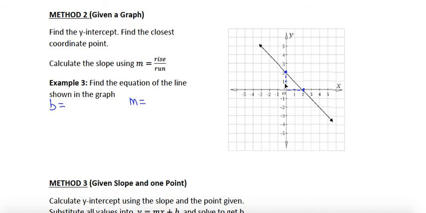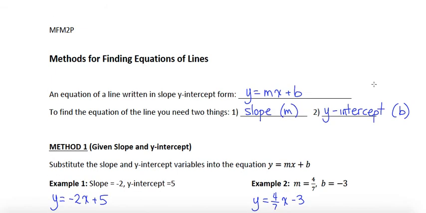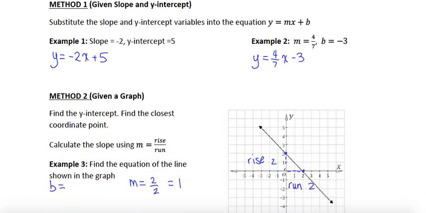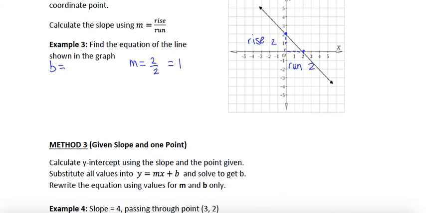Okay, so my rise is the vertical distance between those two points, which is 2, and my run is the horizontal distance between those two points, which is also 2. So I have a rise over run of 2/2, which simplifies to 1. So that's helpful for us to know. It's always really good to simplify your fraction. So put your fraction into lowest terms when you're substituting it into the equation of the line.